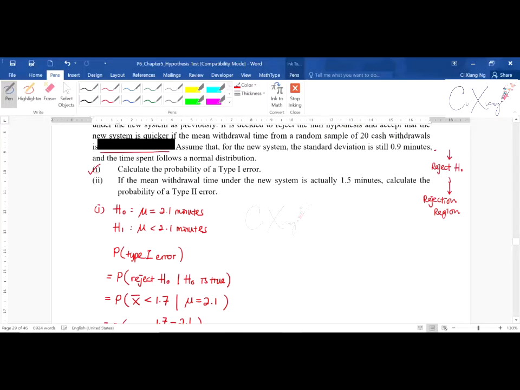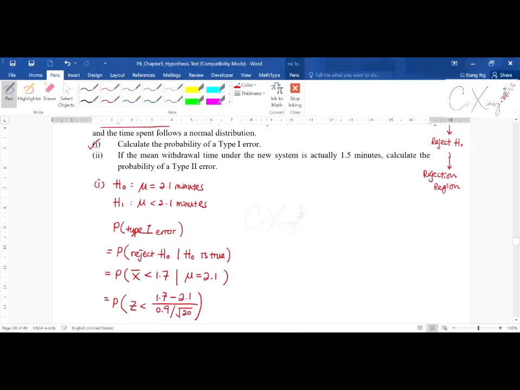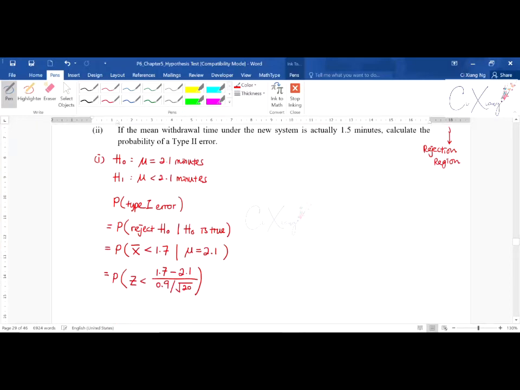Alright, so you see here, 20 cash withdrawal. This is what you should have. Can you see that although this is the conditional probability symbol, when you do the calculation, you actually didn't divide or anything else. You just apply the normal type of calculation only. So change the sample mean to Z. And then after that, I think the rest of the steps will be quite easy for you already.